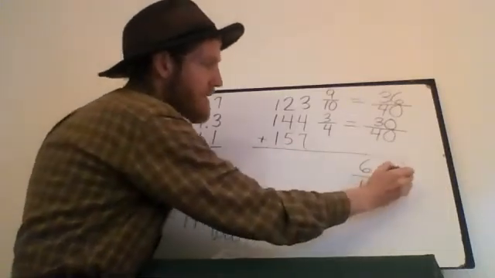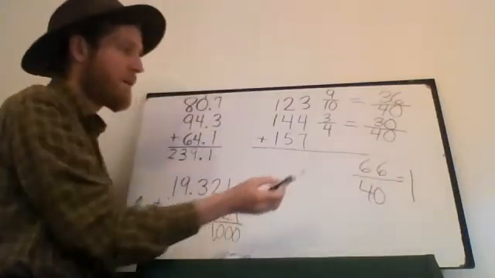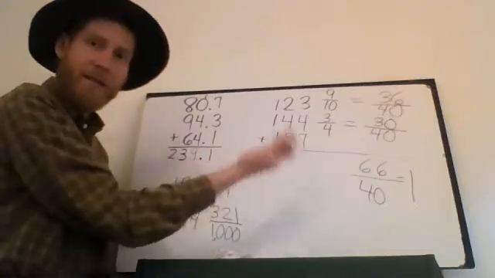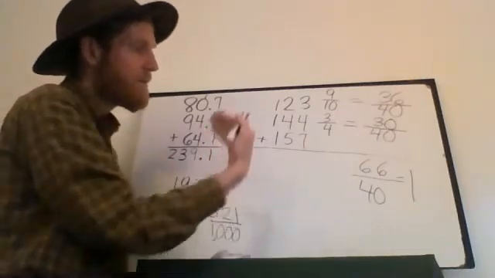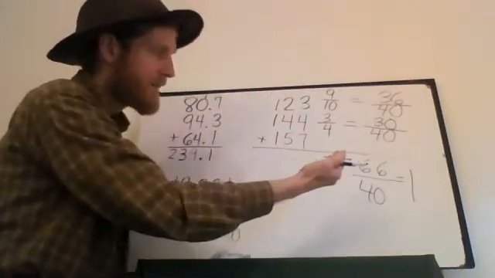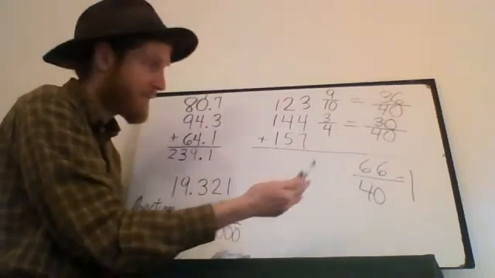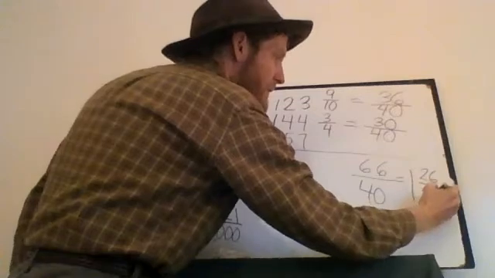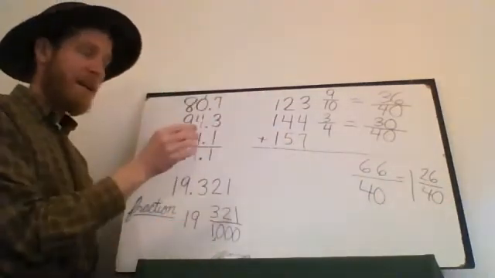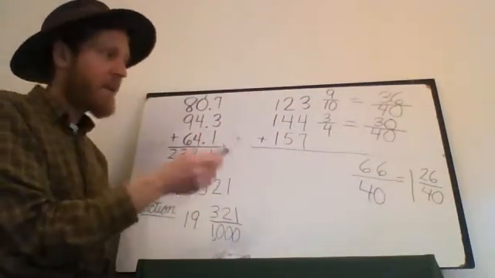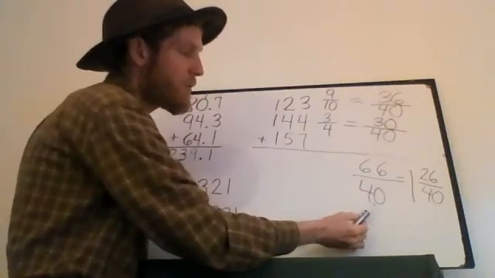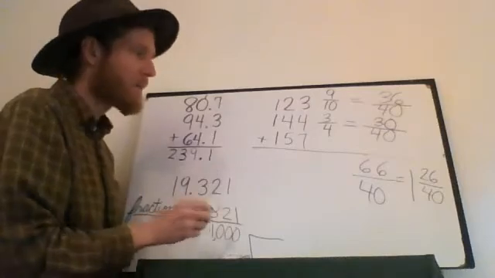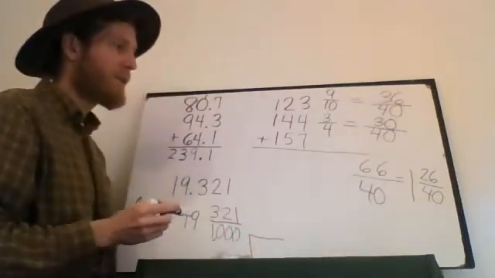40 goes into 66 one time. 40, we have 40. So how many more will make 66? 40, 50, 60, and then 6, which is 26. 26 over 40. All right? Now, did you follow me? If you weren't sure how to do that, you could always divide the old-fashioned way with your division box like we do, but see if you can get it to where you can get it in your head now.